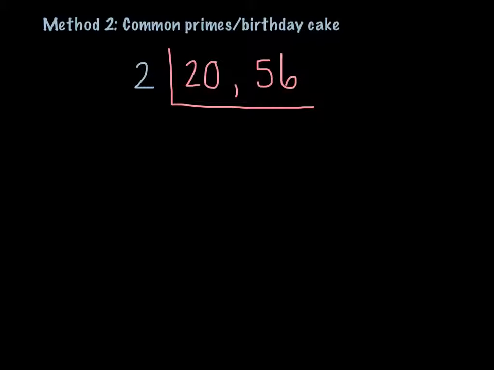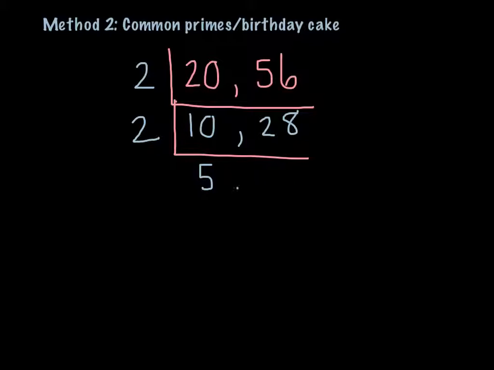So 2 goes into 20 10 times. I write the 10 under the 20, and 2 goes into 56 28 times. I check those two numbers and say, do they have another common prime factor? And they do. They have 2 again. So I'm going to divide 2 out of those numbers. 2 goes into 10 5 times. 2 goes into 28 14 times.